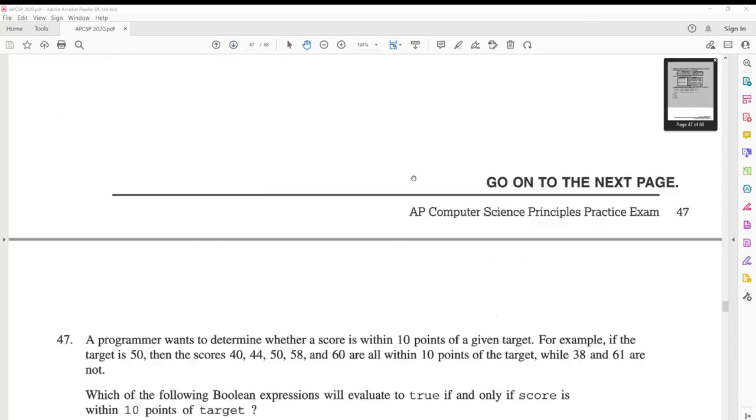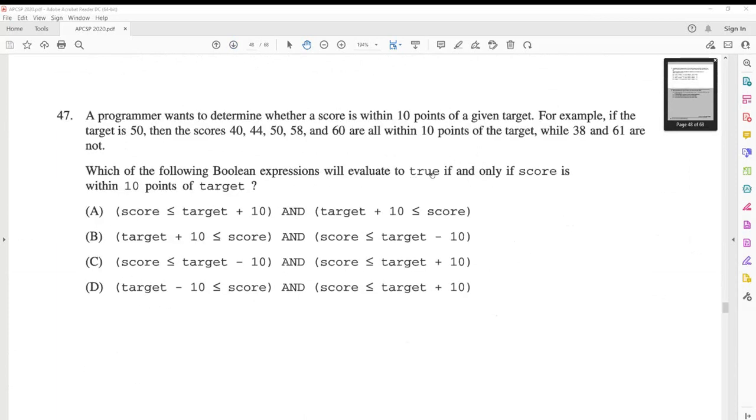Number 47: a programmer determines whether a score is within 10 points of a given target. For example, if the target is 50, then the score could be 50, plus 2, plus 4. Okay, so it's within 60 and 40. Which Boolean equation will evaluate the score to be within 10 of the target?